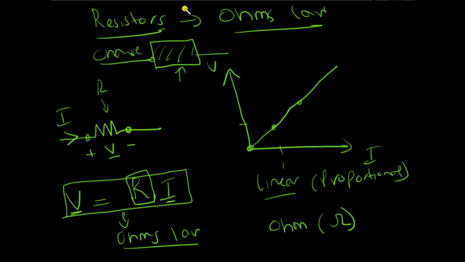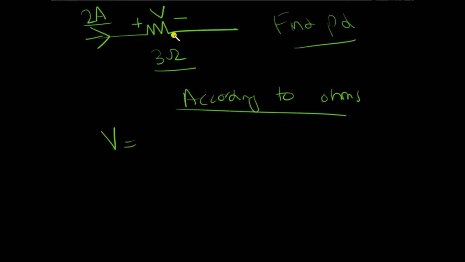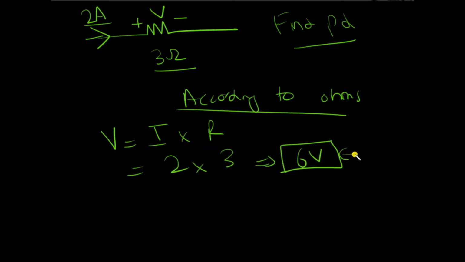Now let me show this using an example. I have this circuit with a 3 ohm resistor and a 2 amps current going through it. We need to find the potential difference. The first thing I can notice is that the current is entering from this side, so this is the positive terminal, and the current is leaving here, so this is the negative terminal. According to Ohm's law, the voltage across the resistor is the current times the resistance. So that means 2 times 3, which is 6 volts. This is the potential difference or the voltage drop across that resistor, and this is how Ohm's law works.